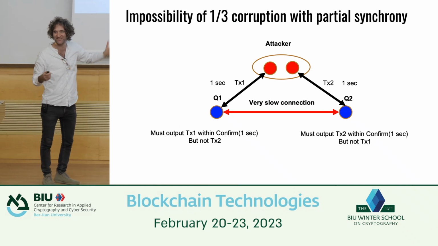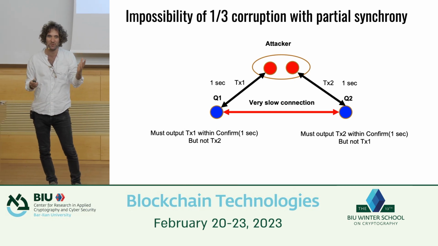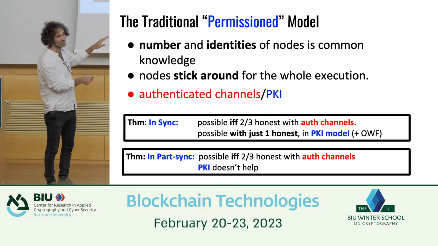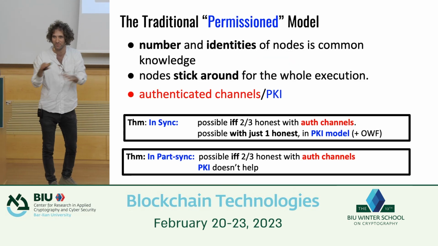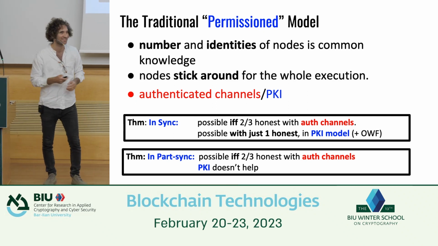Let me actually give you the first impossibility result, which is going to show you why we need 2/3 honesty with partial synchrony. In fact, I'm going to show you both of these impossibility results, but we'll start with this and then move on to that later on, okay?